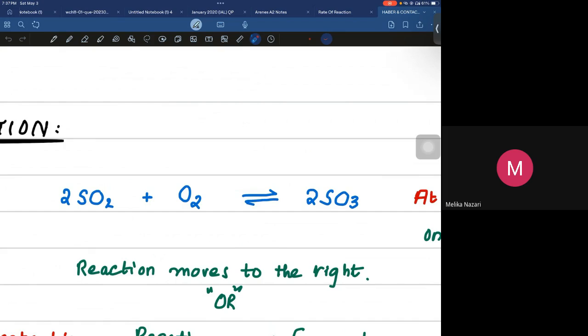Since the reaction is reversible, it would be moving back to the reactant. Then you will see on the reactant side, again, the mass of the reactant increases and the mass of the product is going to decrease, and it's going on very smoothly. This is called dynamic equilibrium. It's very interesting.